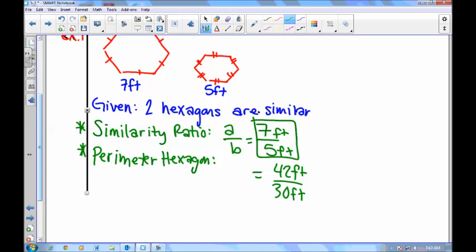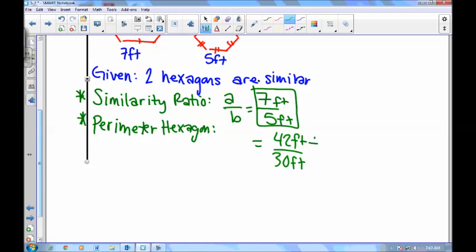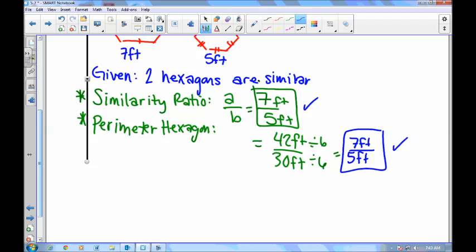Okay, so yeah, we can divide 6 into both. Okay, Eric, what is 42 divided by 6? And what's 30 divided by 6? So, what do you notice? It's the same as which other ratio? Similarity ratio. These are the same, and we learned that before. Perimeter ratio and the similarity ratio are the same. That's why I left this little space. It's also A over B, simplified, though.